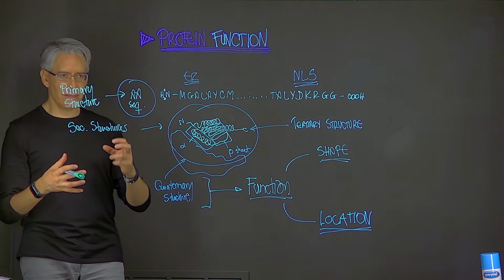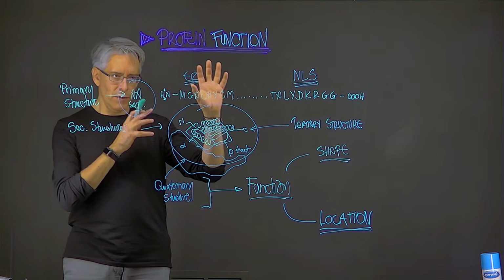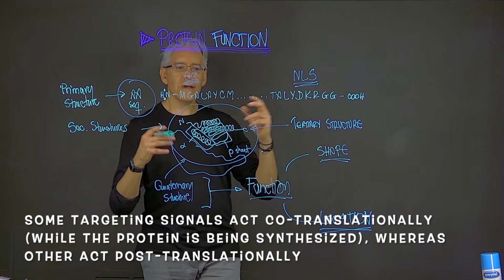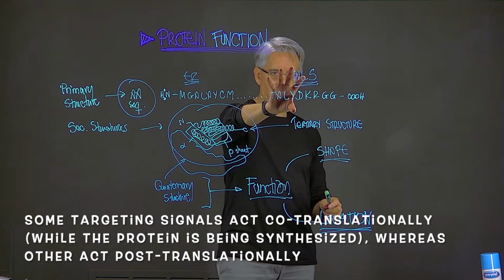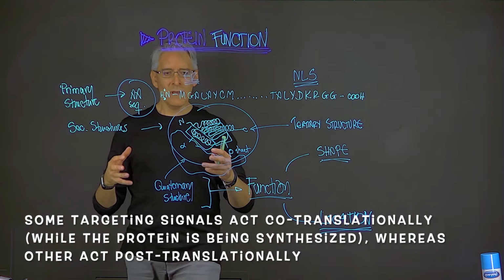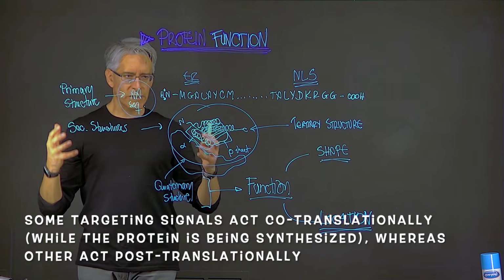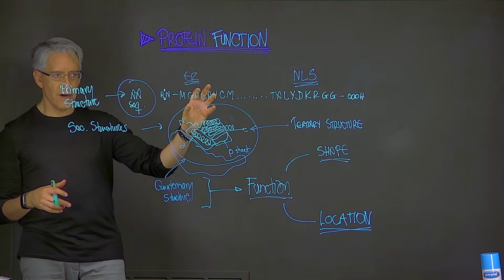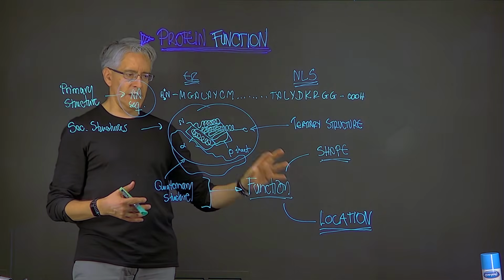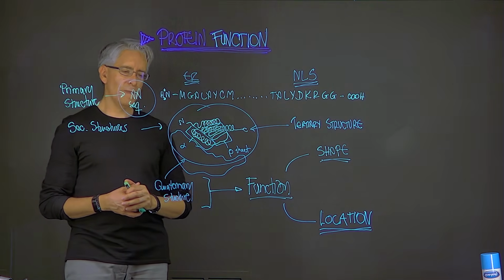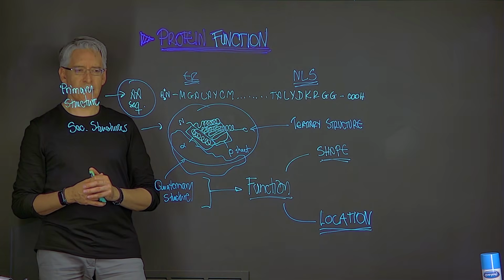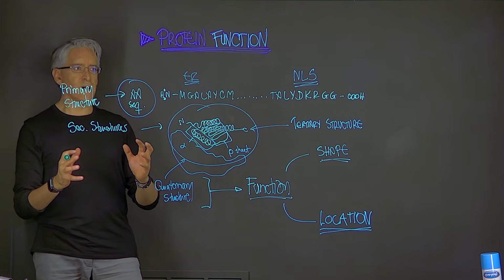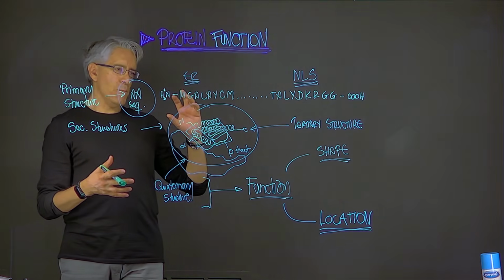As the protein is being translated, the protein will be targeted to the final location that it needs to be going in the cell, whereas there are other sequences, such as the nuclear localization signal, that play a role post-translationally, meaning once the protein has been fully synthesized, those sequences then are able to target the protein to the right location in the cell.